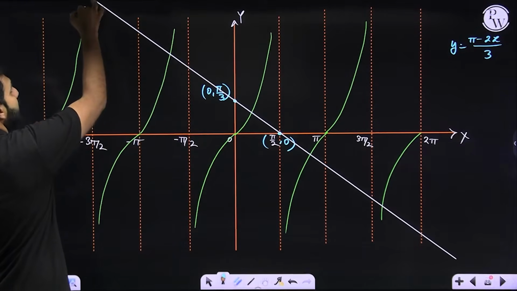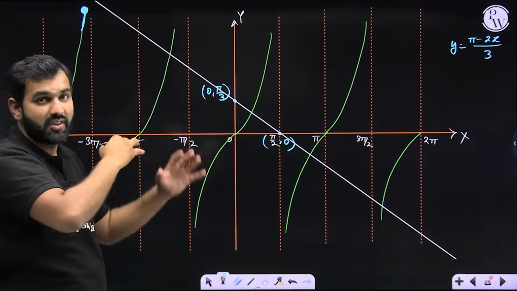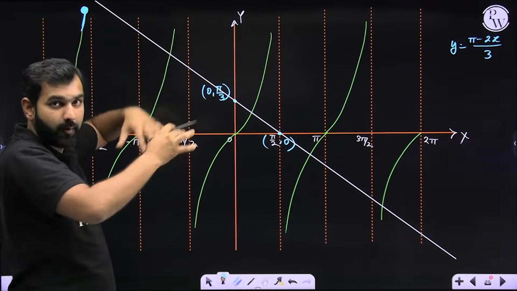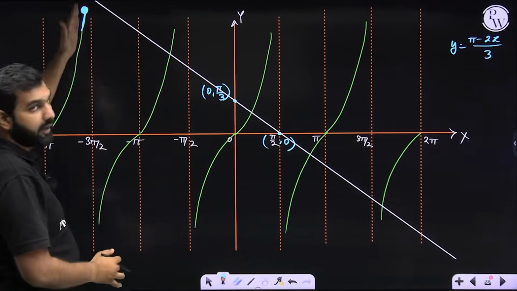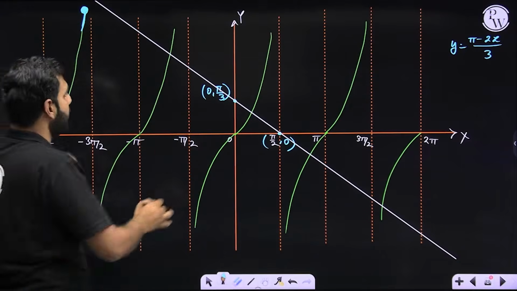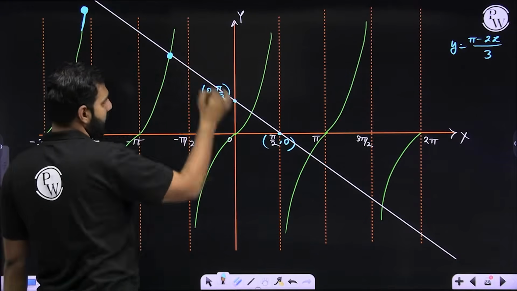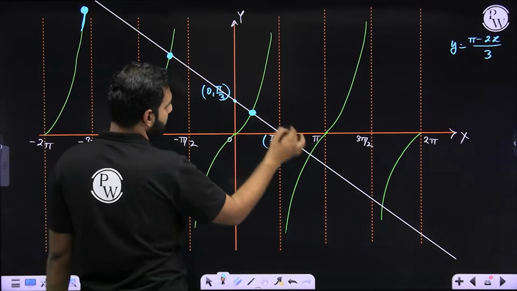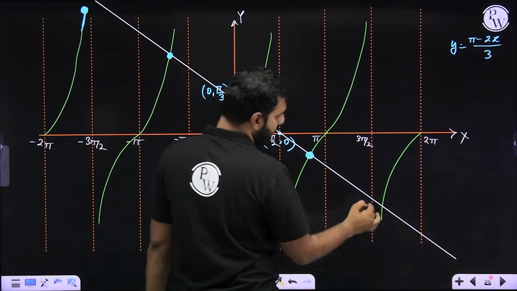So it will be making an intersection somewhere above the board, which is not in my range to draw, but I hope you are able to understand that this graph will be going up. I hope you can see this, and this line will be intersecting with this graph. So that will be one point. This will be the second point. This here is the third point. This here is the fourth point, and this here is the fifth point.